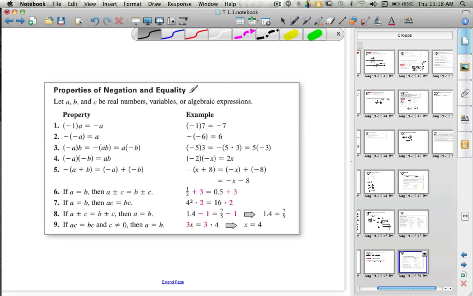Okay, properties of negation and equality, right? How do things become negative? How do things become equal? These are all very basic. You should review them, but I'm not going to discuss them.